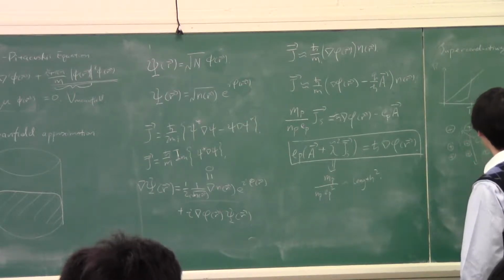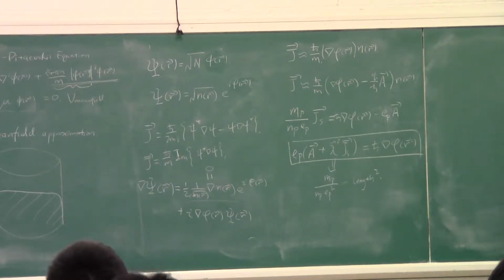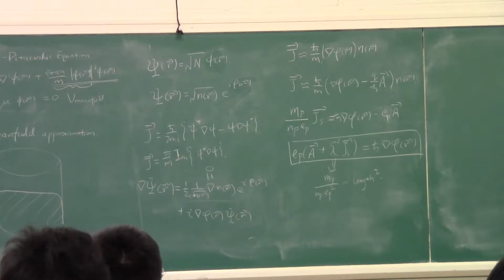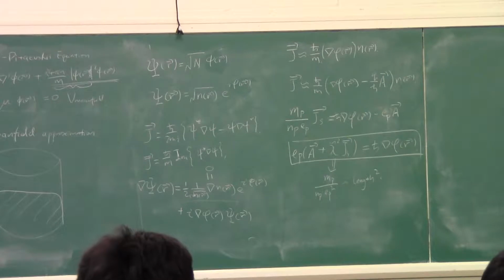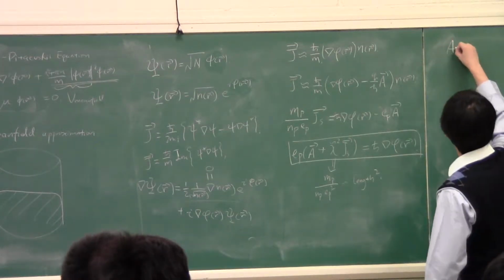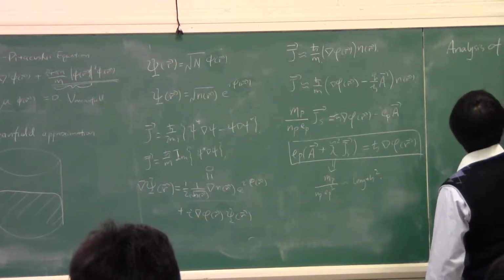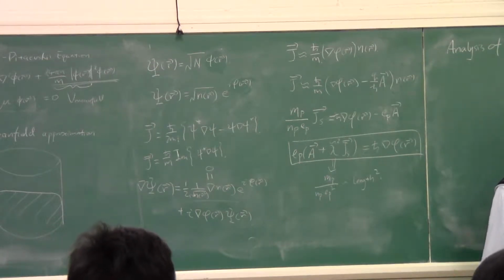So now, let me move on to the real thing, which is this part will be more understandable to you. So far, other than the Bose-Einstein condensation thing, everything else has been rather qualitative. Okay. So now let's do some real calculations. So we move on to the analysis of Josephson junctions.